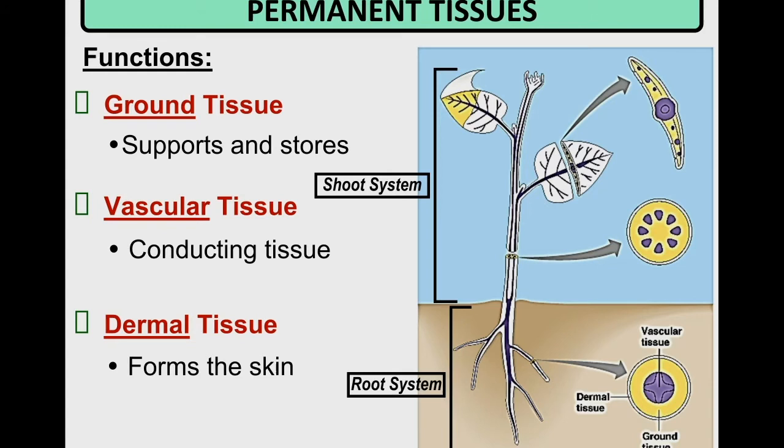So now permanent tissue tadi ada 3 jenis, iaitu parenchyma, collenchyma, sclerenchyma. And ground tissue yang tadilah parenchyma. Saya lebih suka kita kenal dia sebagai parenchyma, collenchyma and sclerenchyma. The function is to support and store, depending on the structures of these 3 cells. Vascular tissue is conducting tissue, which is phloem and xylem. Dermal tissue forms the skin of the plant.